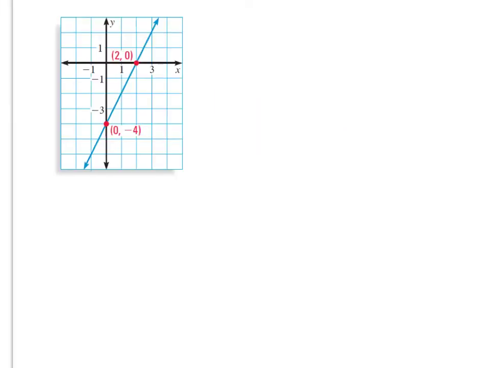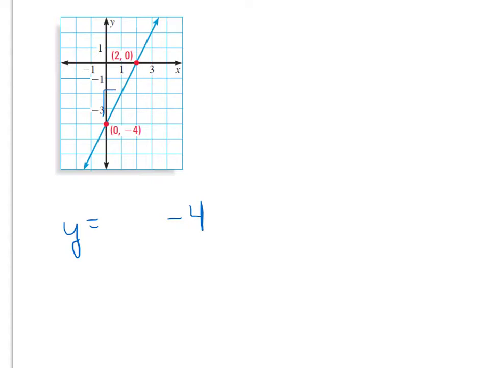So if we're given a graph, we can also determine the equation of the line by looking, as long as we can read the y-intercept from the graph. In this case, that's pretty easy to do. So we know we're going to have y equal our slope times x plus the y-intercept, in this case, which is negative 4.